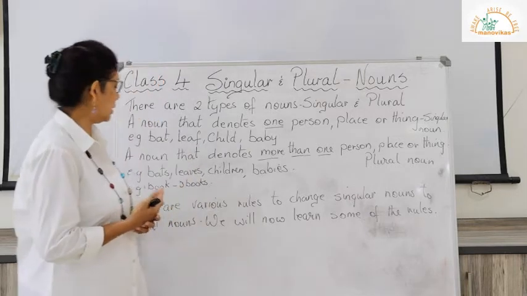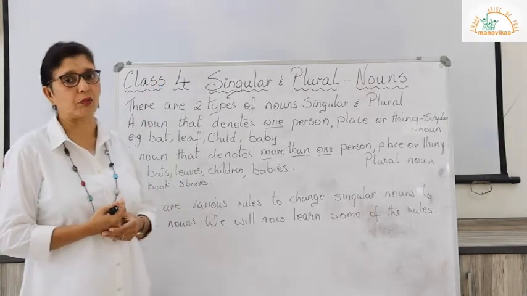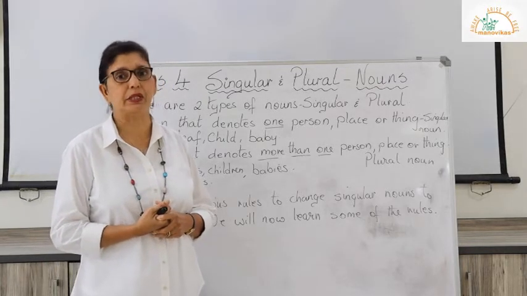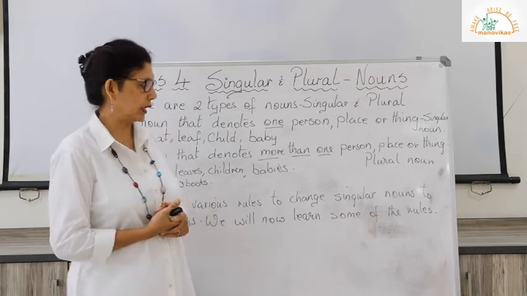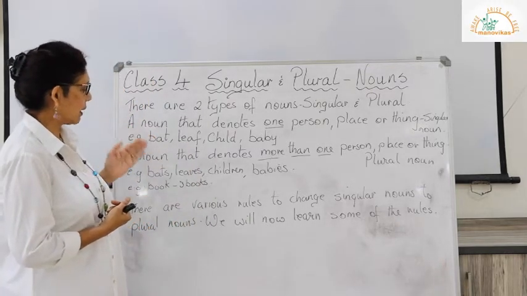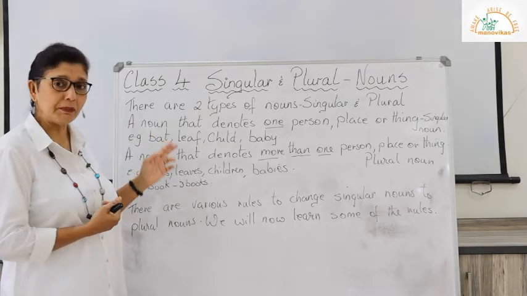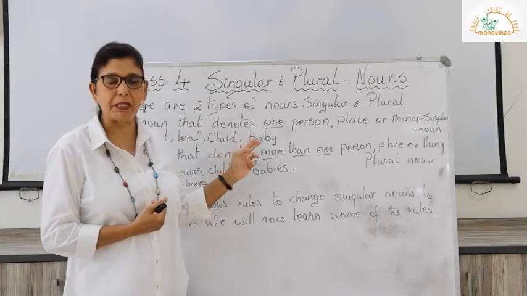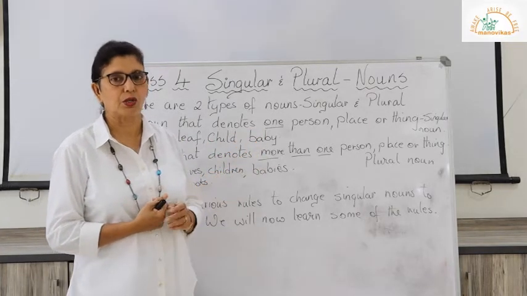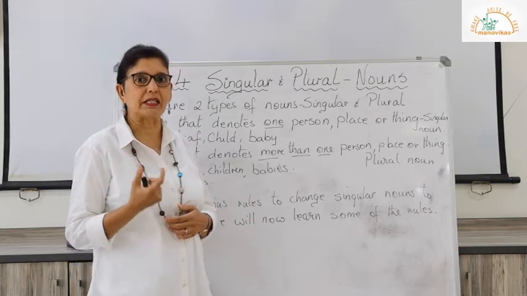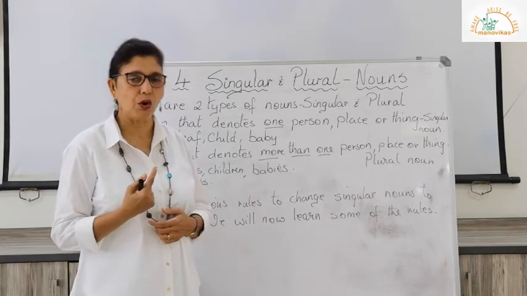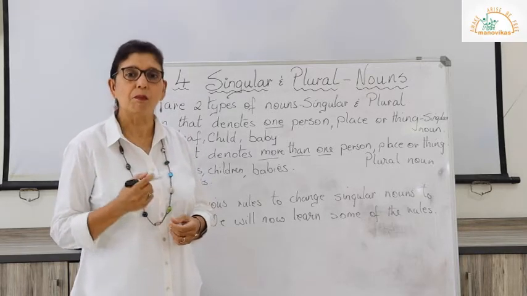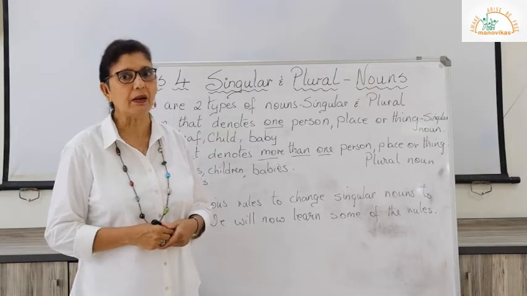Now a word, a noun that denotes more than one person, place or thing is called a plural noun. What is it called? A plural noun. The same thing: a bat becomes bats, leaf becomes leaves, child becomes children, baby becomes babies. So a noun that denotes one person, place or thing is called a singular noun, and a noun that denotes more than one thing is called a plural noun.